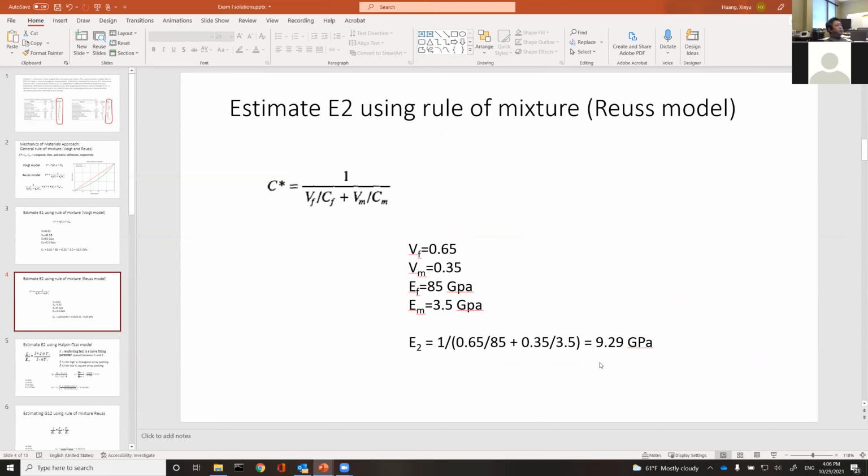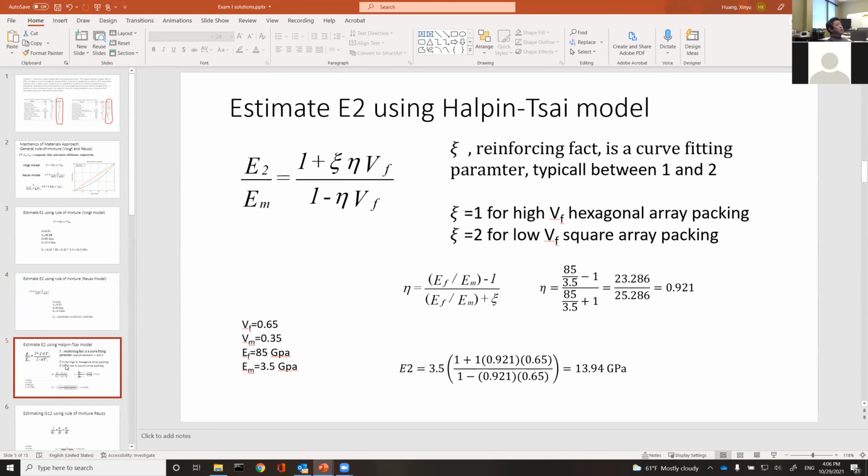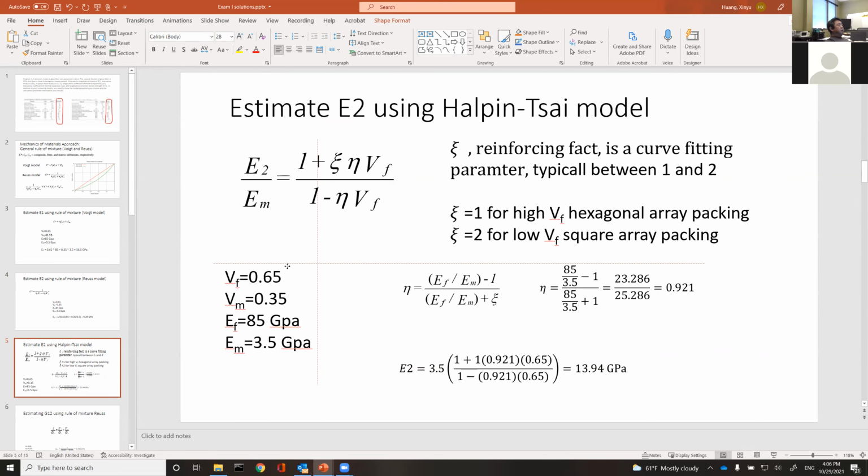Also, we learned in the lecture that this is usually the lower bound, so the true value is somewhat higher than this. A better model for estimating E2 is the Halpin-Tsai equation. This is the equation that actually gives much better results. As we see in the comparison with experiments, this is probably the best one out there that you can choose for the estimation. This model is an empirical model.